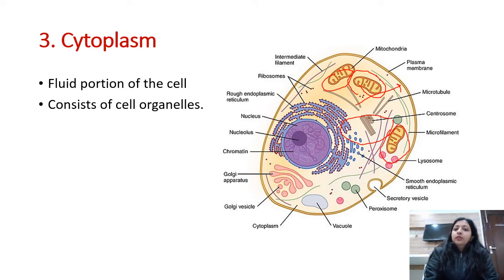For example, let's take mitochondria. Mitochondria is called the powerhouse of the cell because it provides us the energy which is needed for day-to-day activities. In the same way, we have lysosomes. Lysosomes are called the suicidal bags because they remove all the debris and the dead parts of the cell and hence maintain homeostasis.